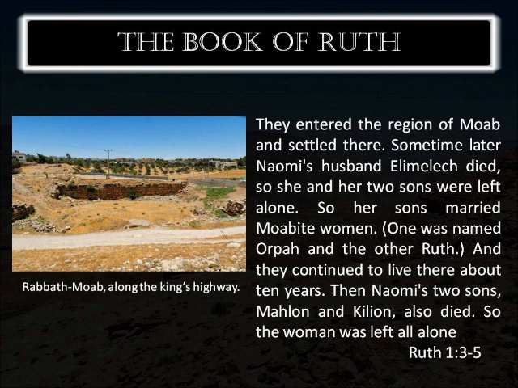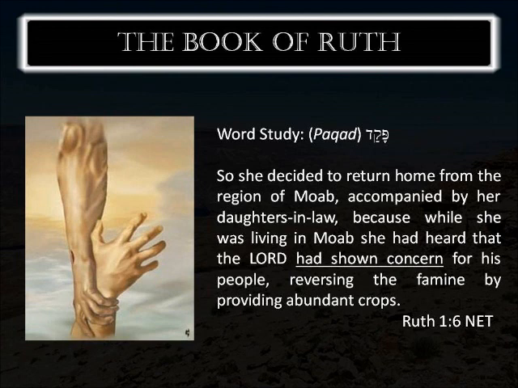If they want to have someone to take care of them, they'd have to go back to their father's house. And as they're trying to decide what they're going to do, here in verse 6, we have this very interesting word show up. It says that they decided to return home from the region of Moab, and Naomi was accompanied by her daughters-in-law because she was living in the land of Moab, but she heard that the Lord had, now some translations say visited, NET says had shown concern.